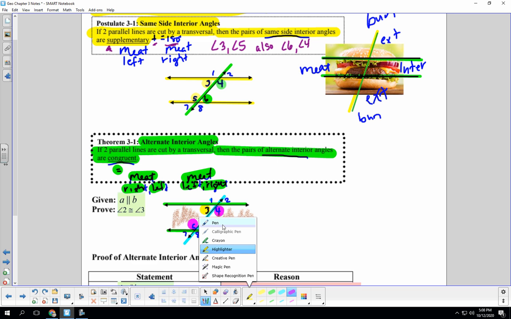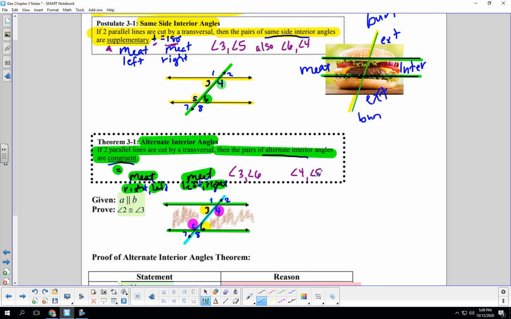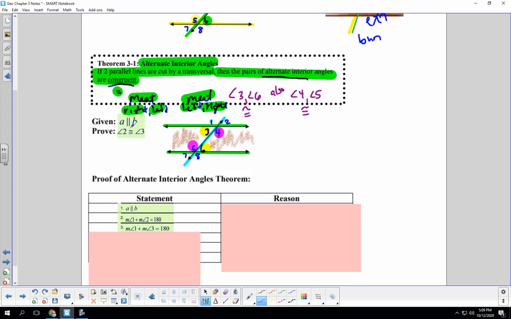So let's write those down. So angles 3 and 6 are alternate interior angles, and angles 4 and 5. And these guys are going to be congruent. And we're actually going to prove this. I can't wait. Okay, so let's prove it.